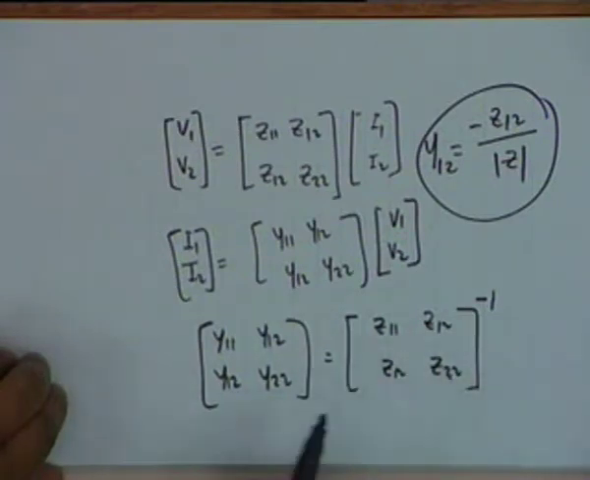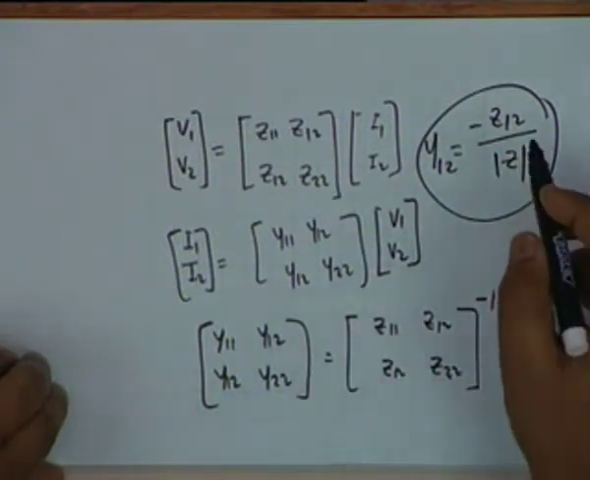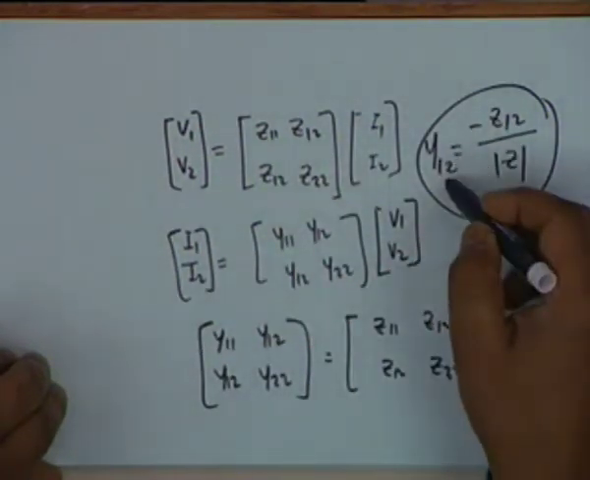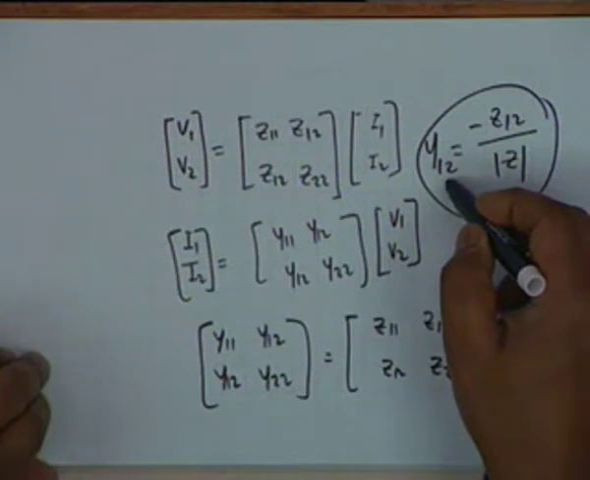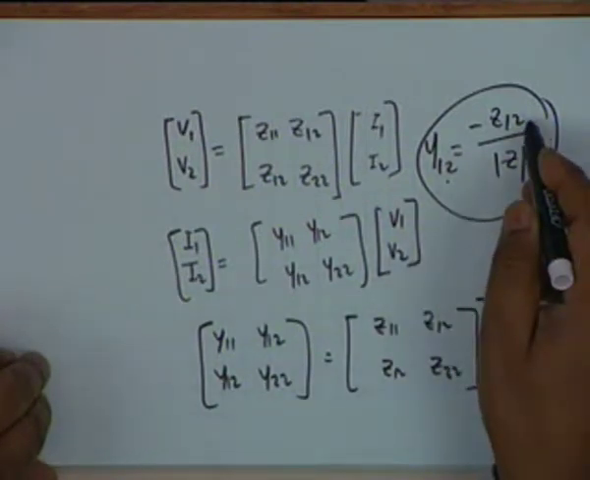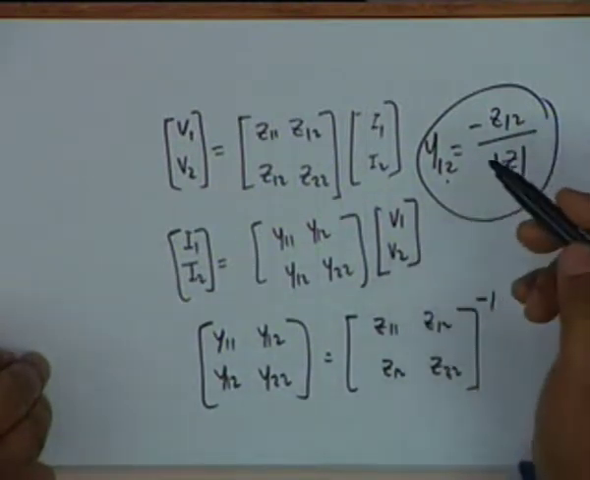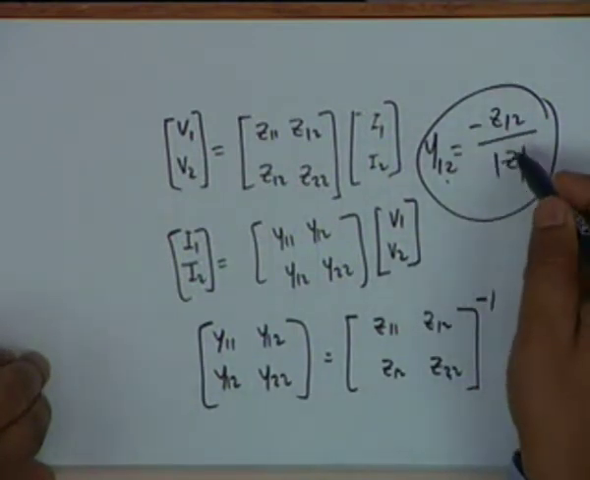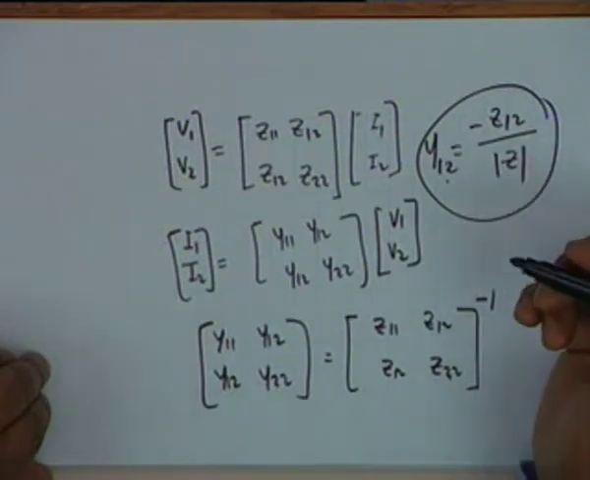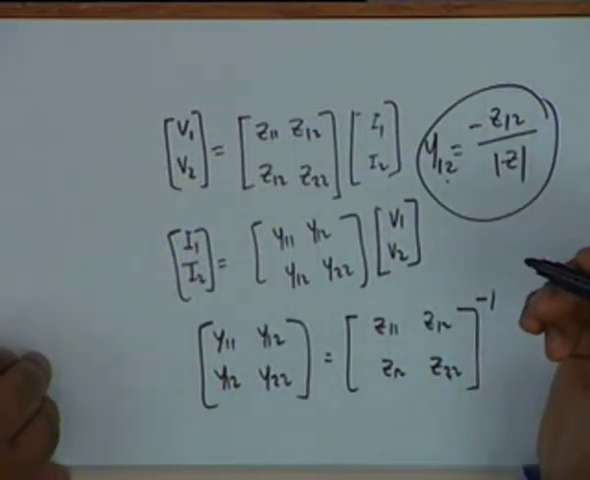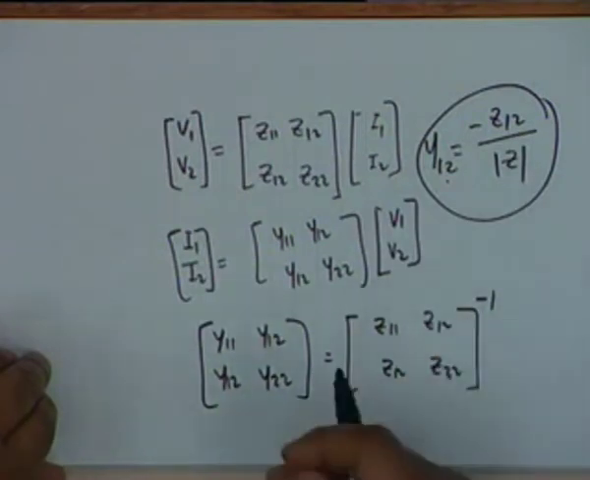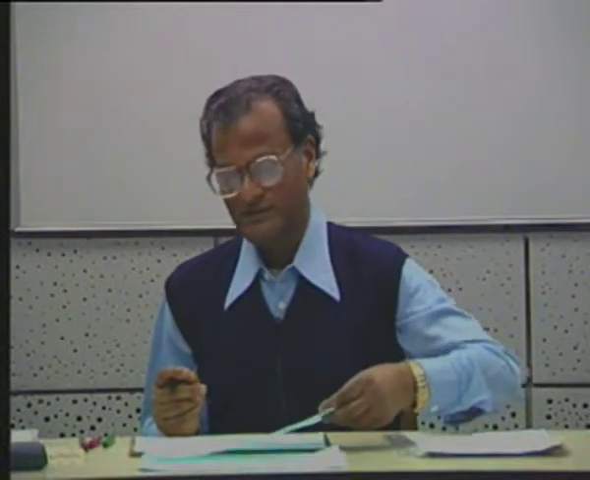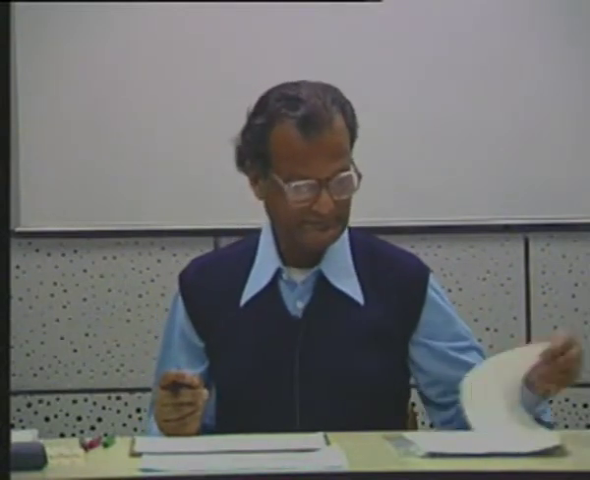This is obvious by inspection, all right. And I had to do all this to convince you that the transfer admittance is not the reciprocal of the transfer impedance. They are quite different. One is not the reciprocal of the other. There is a negative sign and the denominator is the determinant of the matrix. Okay. Similarly, you can find out Z12 in terms of Y12. One is not the reciprocal of the other.